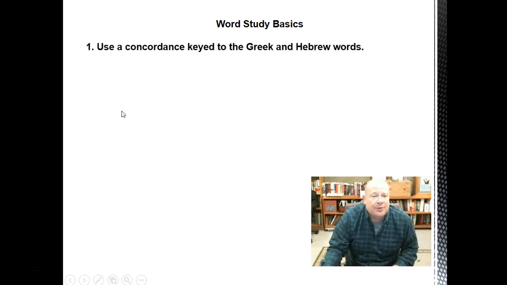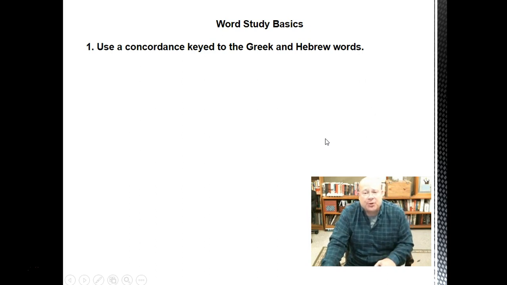So let's talk about word study basics. I'm going to give you two huge points to keep in mind when you do a word study. One, use a concordance that's keyed to the Greek and Hebrew words. In other words, don't just use an English concordance for a particular version that only takes you to other English verses. You want to be able to get into the Greek and Hebrew.